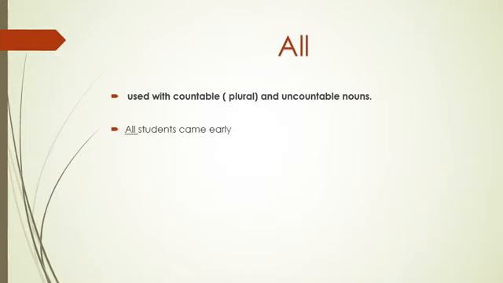How? Let's see. All students came early. What do I have after all? We have students. Students is countable and the countable should be plural. So we use all when we have a countable plural noun or when we have uncountable nouns, such as she bought all the bread from the shop. Bread is an uncountable noun and we can use all before it.